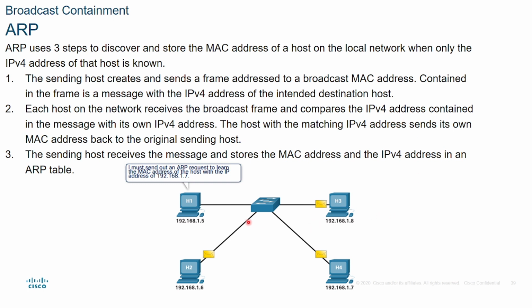That's exactly what I was explaining. Now look at here, this example says I must send out an ARP request to learn the MAC address of the host with the IP address of what? 192.168.1.7. And where is 192.168.1.7? This is where 192.168.1.7 is.